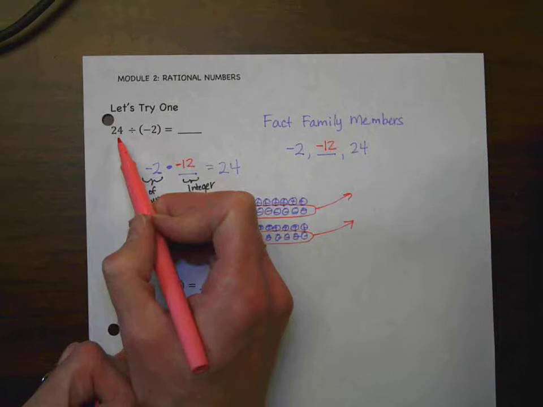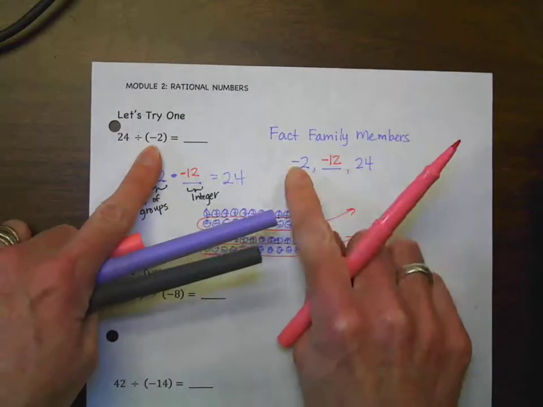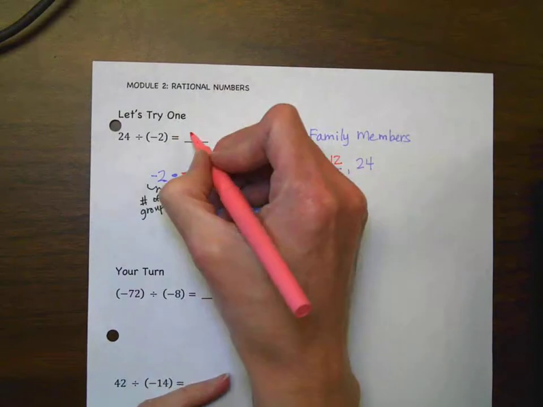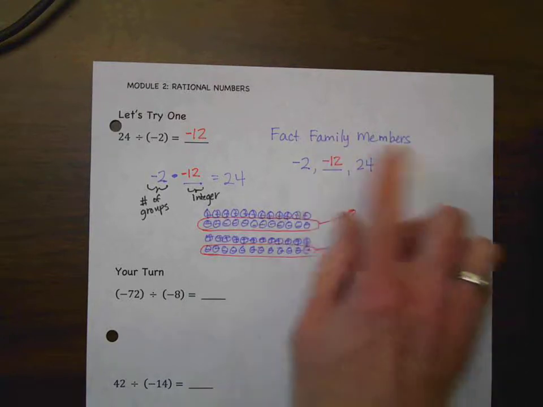And so now I go back to our problem for missing family members. The 24 is here. The negative 2 is here. So what does my answer have to be? My answer has to be negative 12. Okay? So that's pretty cool.